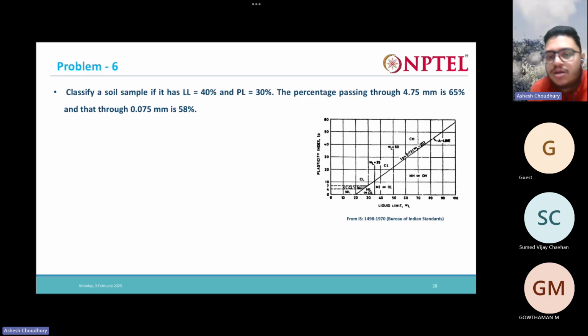How do you decide whether the soil is a fine grained soil or coarse grained soil? If more than 50% is finer than 0.075 mm, then the soil is a fine grained soil. And if more than 50% is coarser than 75 microns, then it is a coarse grained soil. Now tell me whether this soil is a fine grained soil or coarse grained soil.